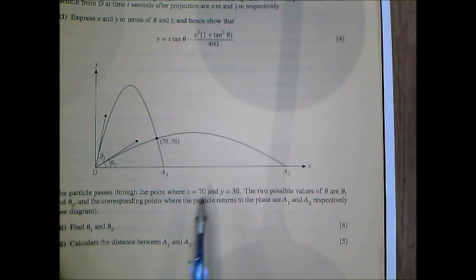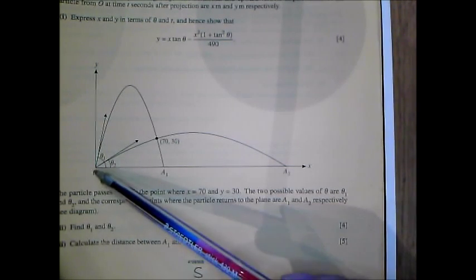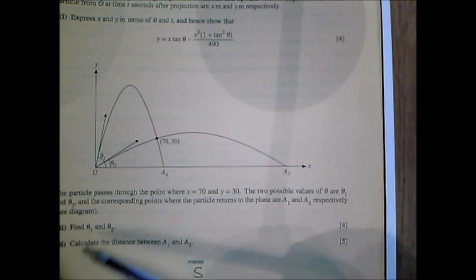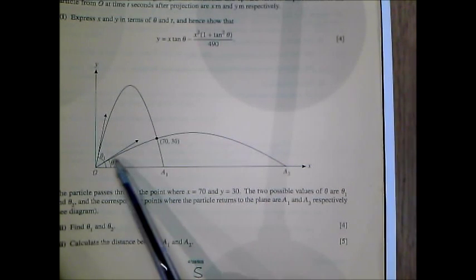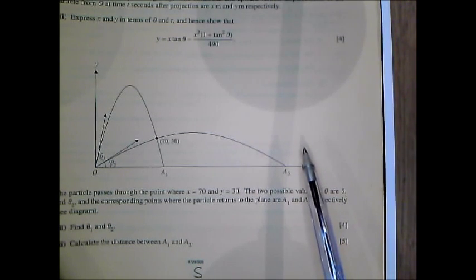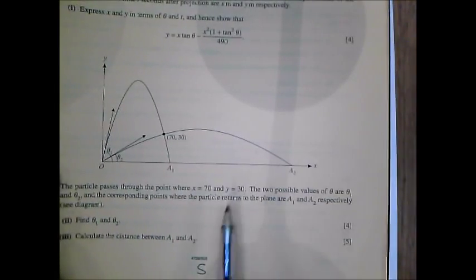The particle passes through the point where x equals 70, y equals 30, and the two possible values for theta are theta 1 and theta 2. Okay, so we've got an acute angle or a steeper arc that gives us the same values, and we want what these possible values are. Fairly simply, we're going to substitute these values into the equation we've just worked out.